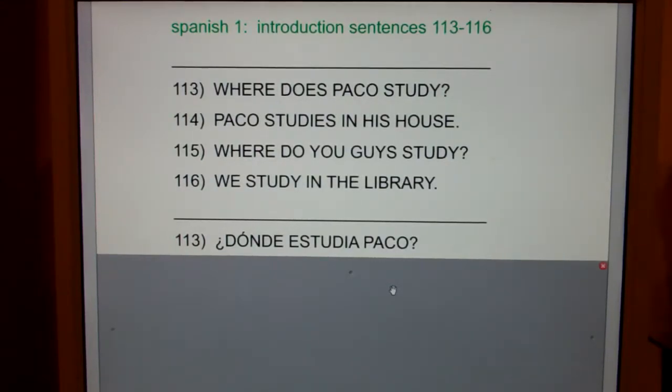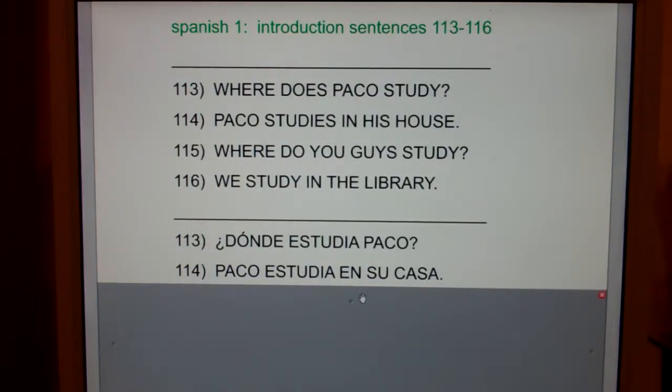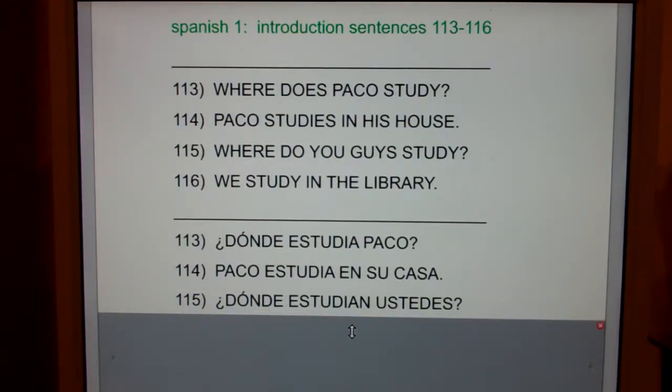114. Paco studies in his house. Paco estudia en su casa. 115. Where do you guys study? ¿Dónde estudian ustedes?